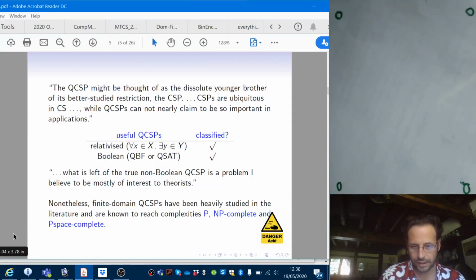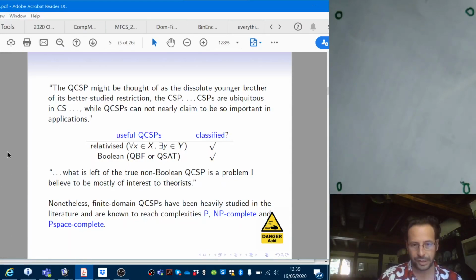The first is when the domain is Boolean, so it's just true or false. It's like the propositional QCSP. And this is known as quantified Boolean formulas, or maybe as quantified SAT. And in fact, the computational complexity classification in this area is already known. There's known to be a dichotomy between P and PSPACE.